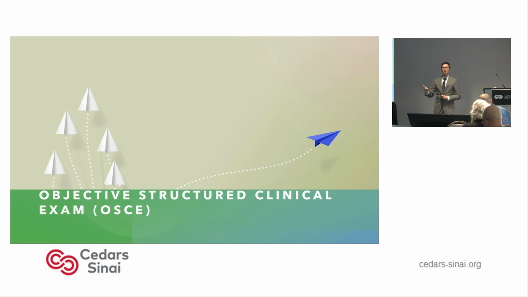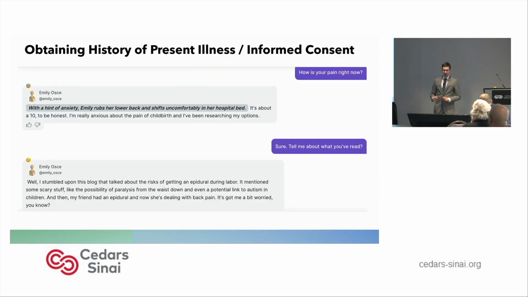But what if we leverage spatial computing to enable us to perform OSCE encounters at scale and possibly to even grade the OSCE encounters? So I want to show you some examples of what is possible with this. These are some new examples, and so we're going to just show you in text interactions here. This is obtaining an HPI and also obtaining patient consent for a procedure.